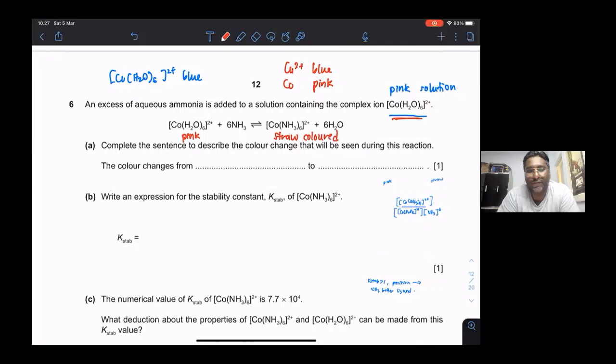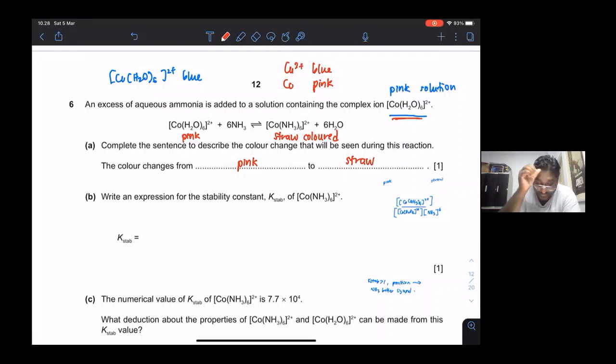So the color change over here is from pink to a straw solution. Straw is pale yellow. Just now, for CuCl4, it is better to say yellow rather than pale yellow. Now, write an expression for the stability constant.